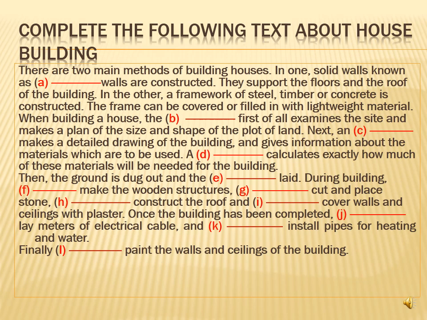Now, there are two main methods of building houses. In one, solid walls known as, now how do we call solid walls that support construction? We call them load-bearing walls. So in one, solid walls known as load-bearing walls are constructed. They support the floors and the roof of the building.